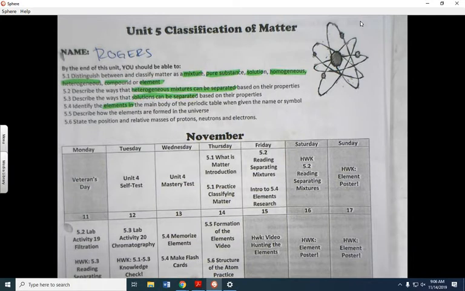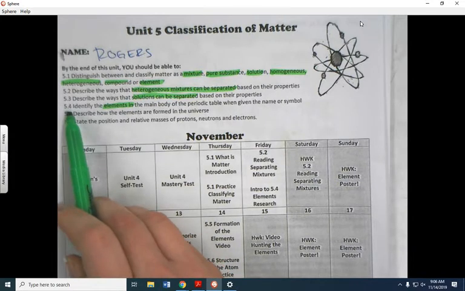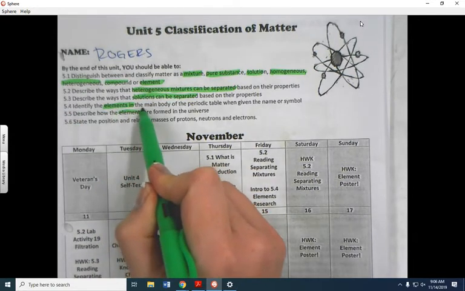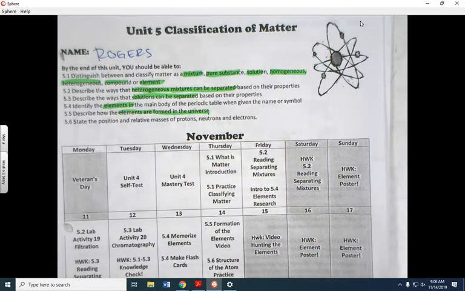Also, where do the elements come from? So describing how the elements are formed in the universe, where do they come from? And the last thing is to simply state the position and masses of protons, neutrons, and electrons inside the atom.